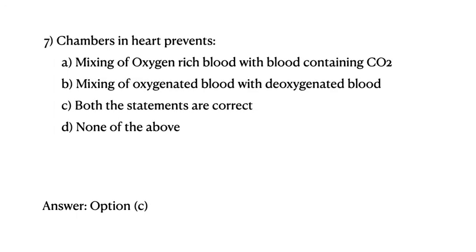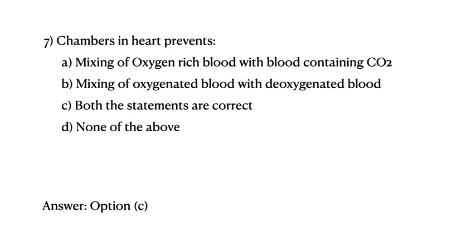Question number 7. Chambers in human heart prevent option A, mixing of oxygen rich blood with blood containing carbon dioxide. Option B, mixing of oxygenated blood with deoxygenated blood. Option C, both the statements are correct. Option D, none of the above.